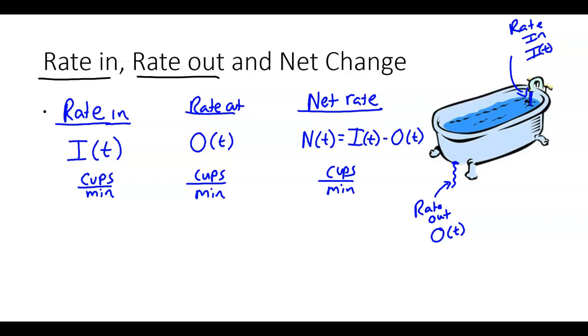Now, let's take this concept and marry it to what we talked about a second ago. What happens if I integrate this rate? What would that tell me? If you integrate a rate, that tells you the total amount of water that would be going into the bathtub on some time interval A to B. So if this is how fast water is coming into the tub and you integrate that, that's going to tell you how much water actually went into the tub over time.